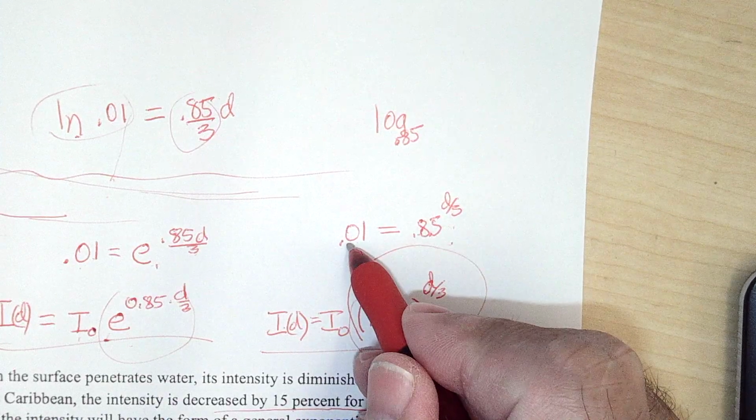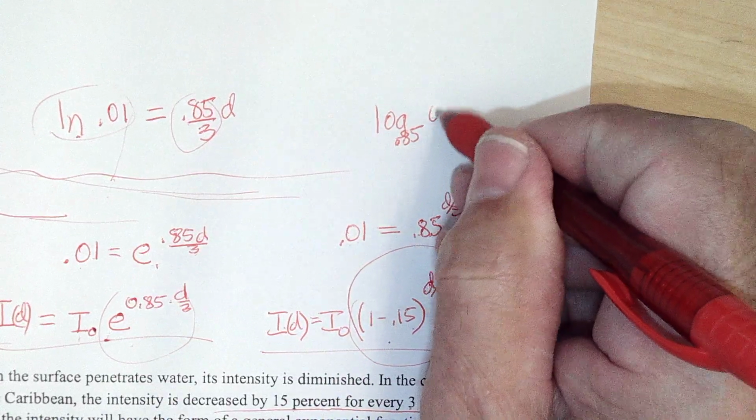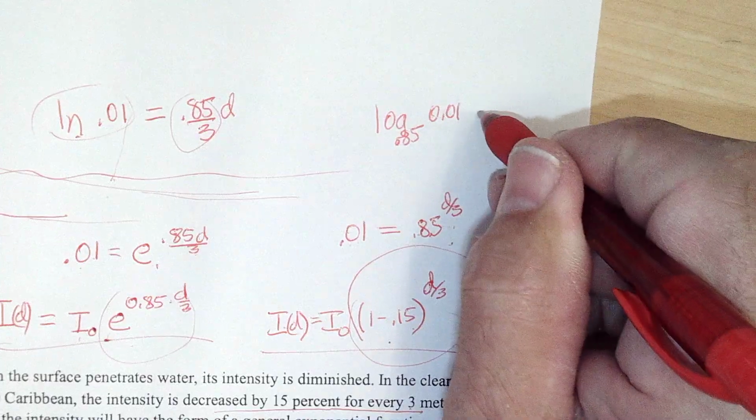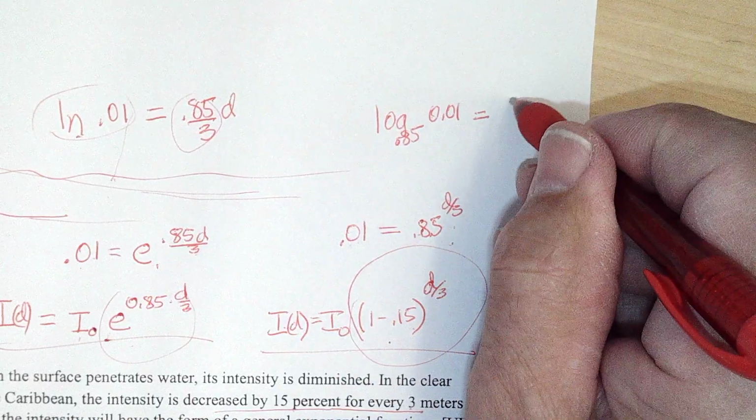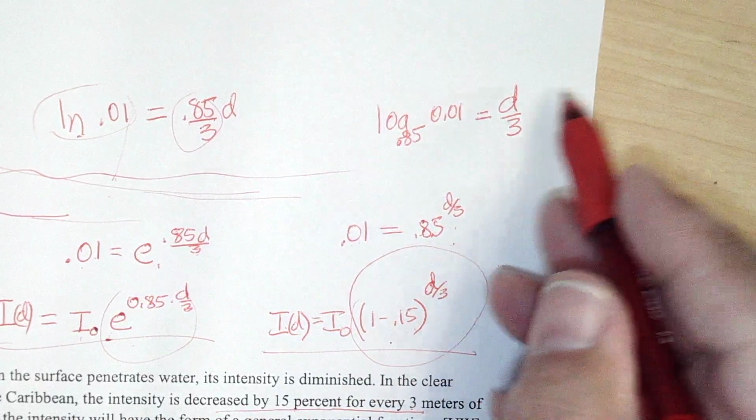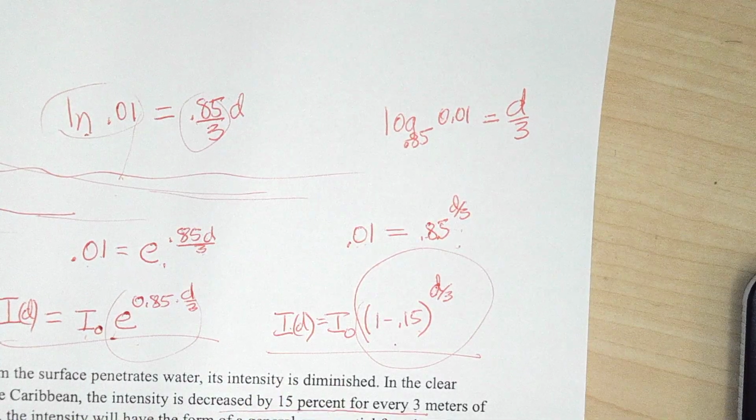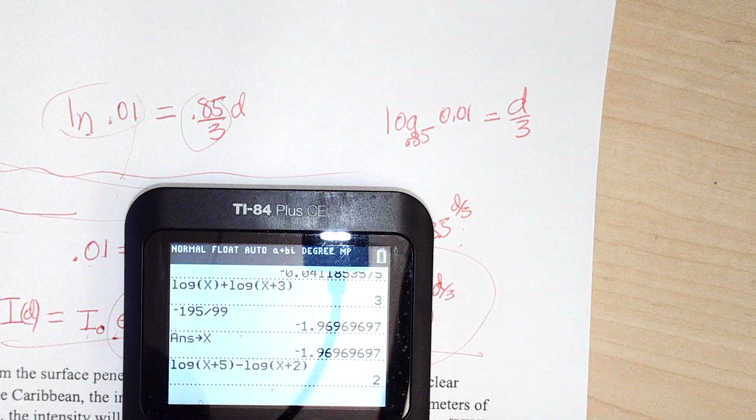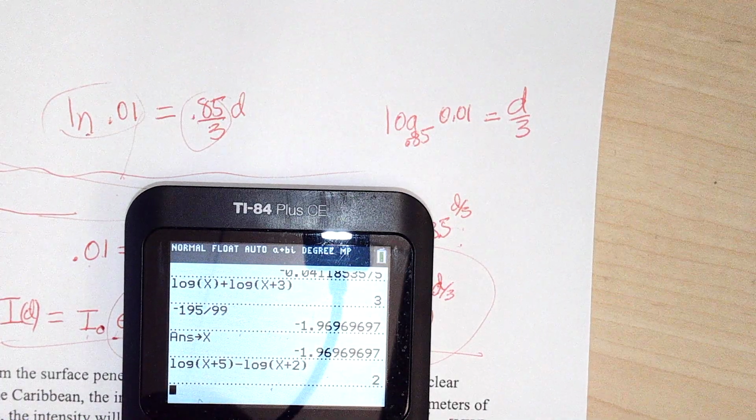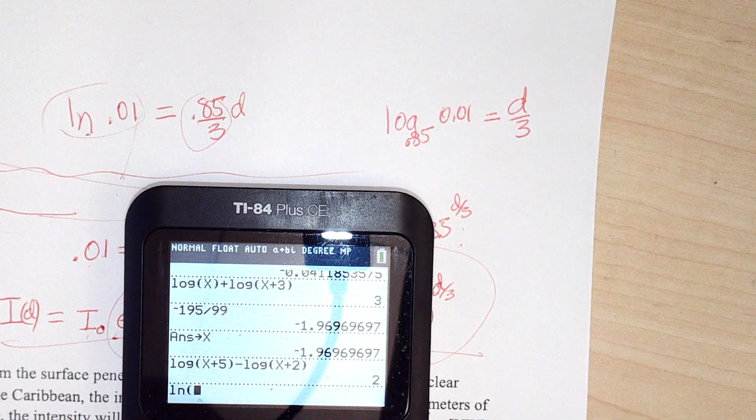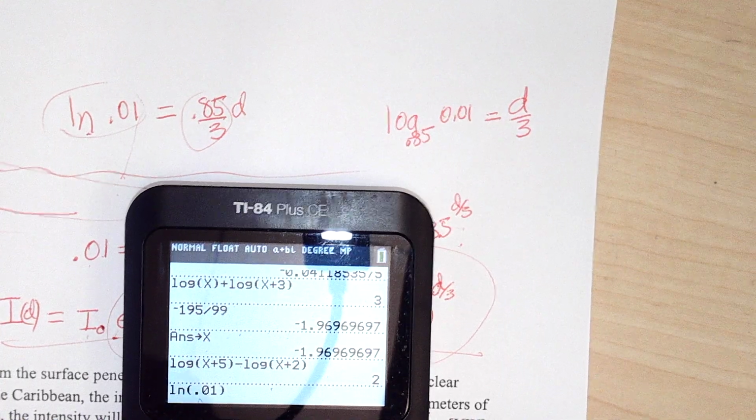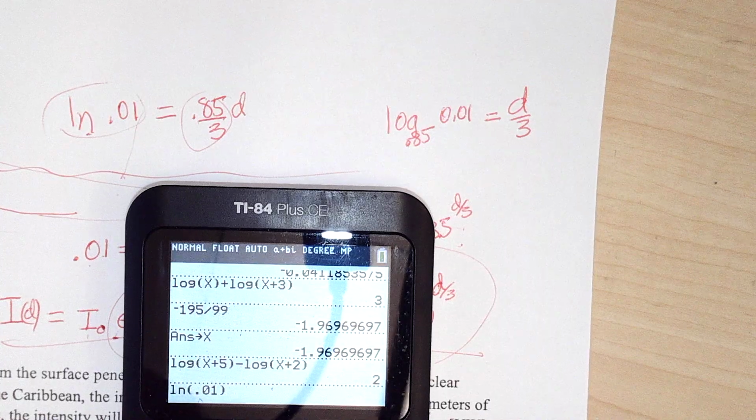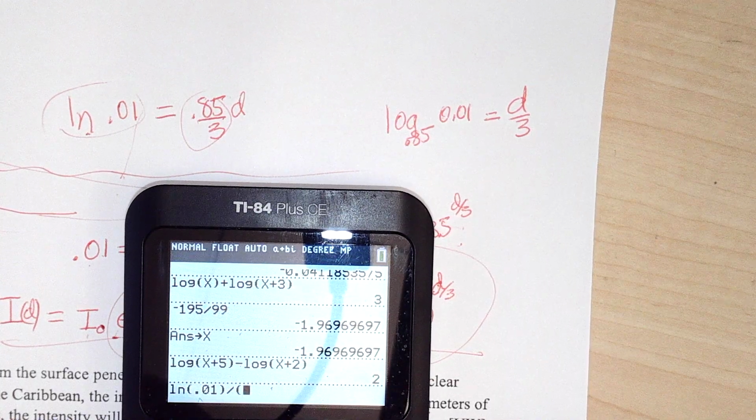This is what we're trying to get. 0.01 equals d divided by 3, and so we'd multiply both sides by 3. Let's see how these two answers compare. They should be somewhat similar, but not exactly the same, because we're modeling it two different ways. ln 0.01 divided by parenthesis 0.85 divided by 3.